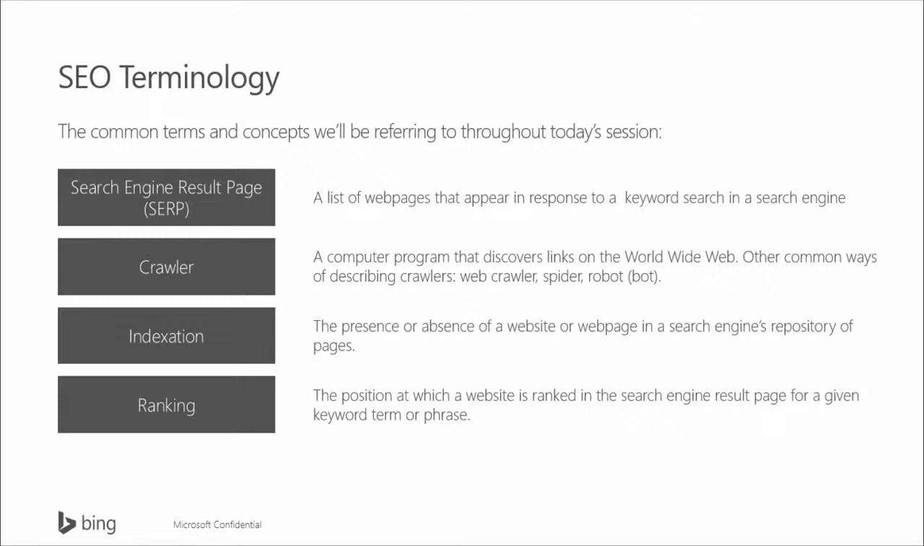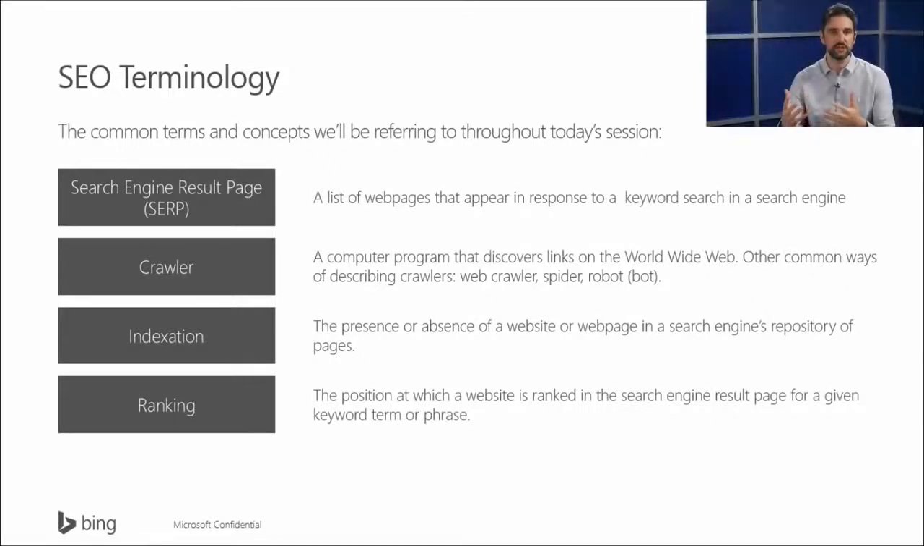This is a list of the web pages that appear in response to a keyword search. In short, what is this? When I perform a search on Bing.com, what are my results? How does everything look on screen? And we're all very familiar probably with the way these are displayed. We have our paid advertisements across the top and right side of the page, and then we have all of our organic listings or natural listings. That's what we're keyed in on today.